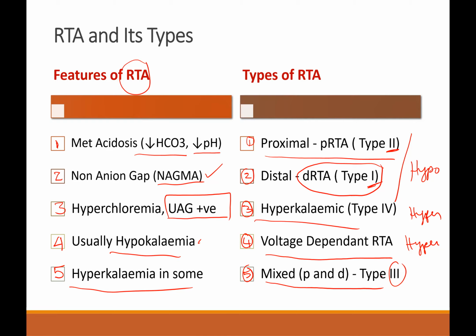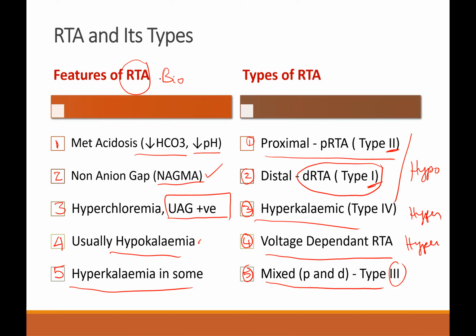So you have to learn proximal RTA, distal RTA, hyperkalemic RTA, and a little bit about voltage dependent RTA. You may get a short note on RTA as an essay question, or you may get PRTA or DRTA or type 4 RTA, hyperkalemic, or even voltage dependent. So it's possible in the theory you may be asked, so you better understand them very clearly. Hope this slide is very clear. It clearly distinguishes the biochemical features, rather, these are not clinical features, what is happening in the biochemical features and types of RTA.